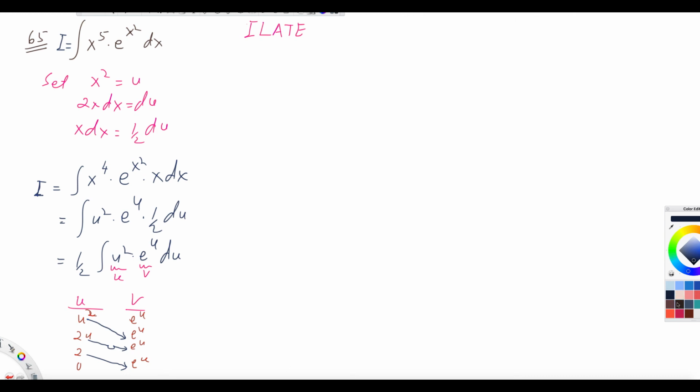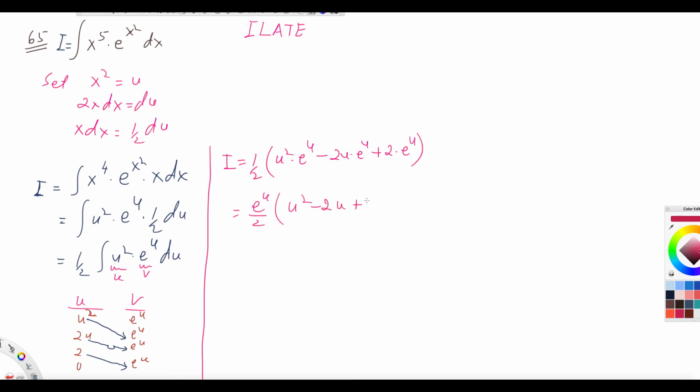So what do you get then? You basically get I equals 1/2 times u squared times e to the u, minus, because that's a negative multiplication, 2u times e to the u, and then plus 2 times e to the u, right? So what do you get then? You get e to the u over 2 times u squared minus 2u plus 2.